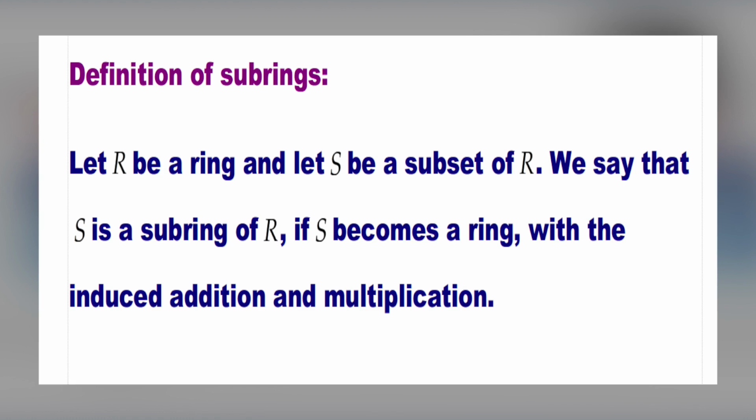Let R be a ring and S be a subset of R. We say that S is a subring of R if S becomes a ring with the induced addition and multiplication.